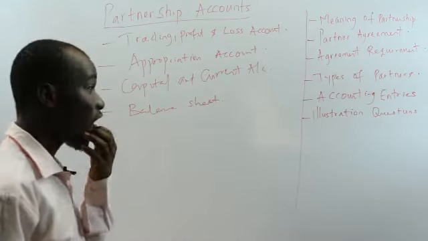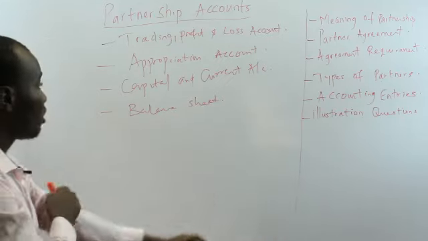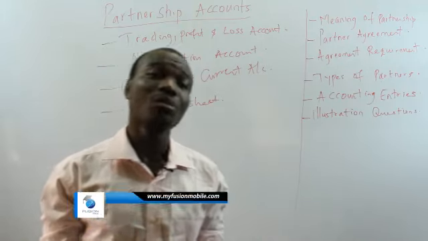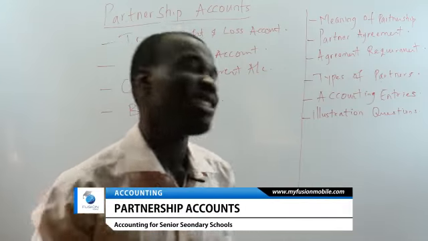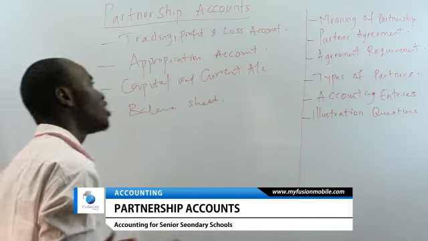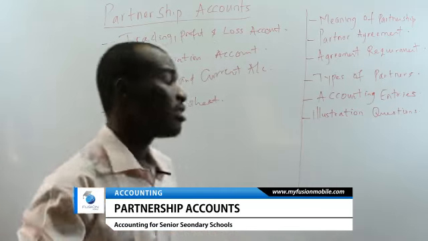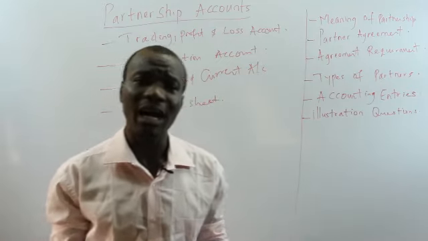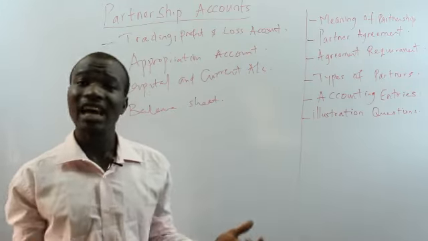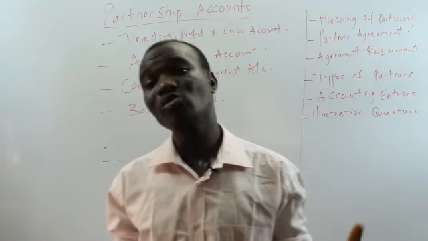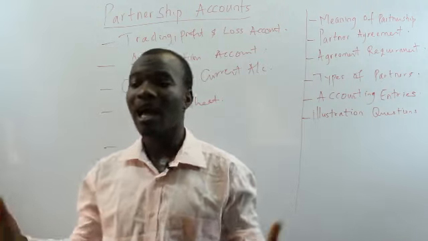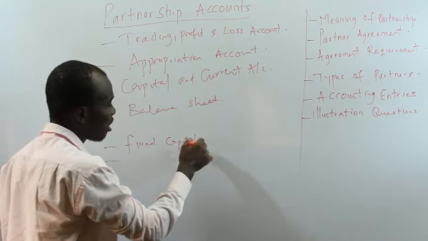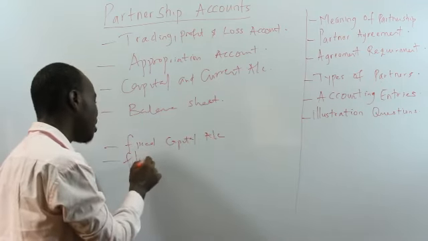So the capital account or the current account of the partner. Generally, the partners will prepare the capital account or the current account before the preparation of the balance sheet. So how are we to know whether to prepare the capital account or the current account? That depends on the nature of capital being maintained by the partners. They can desire to maintain a fixed capital account, or they can desire to maintain a fluctuating capital account.